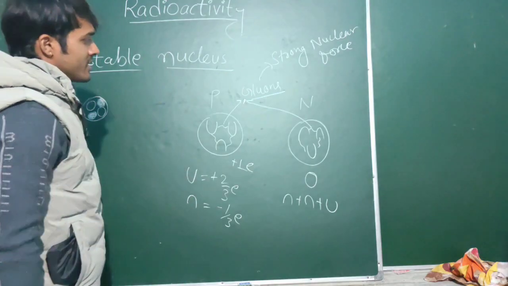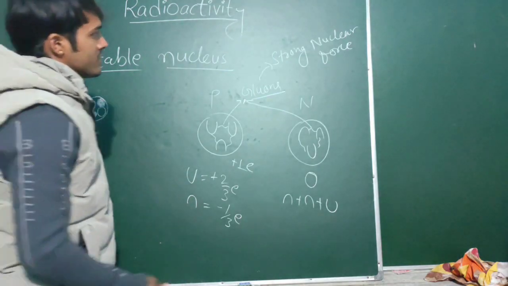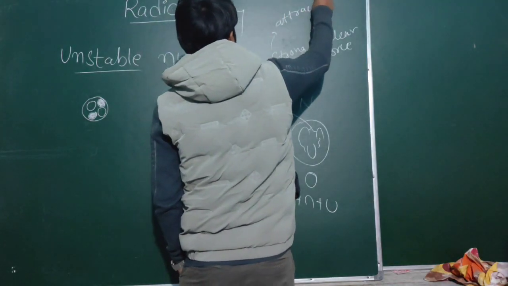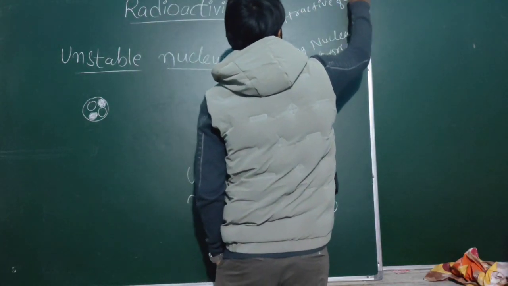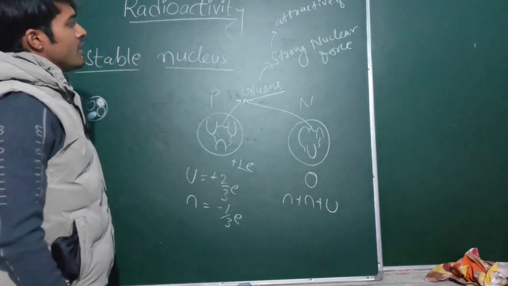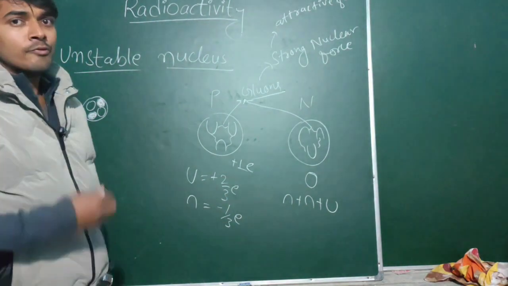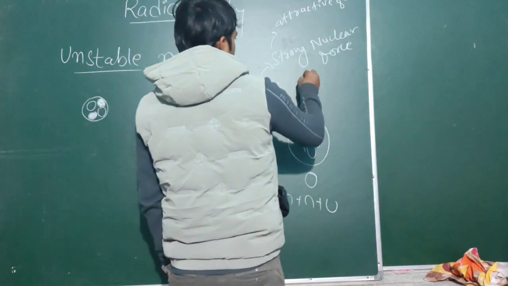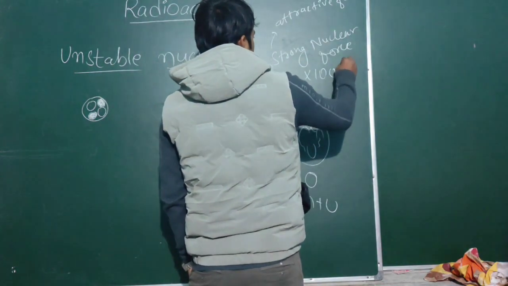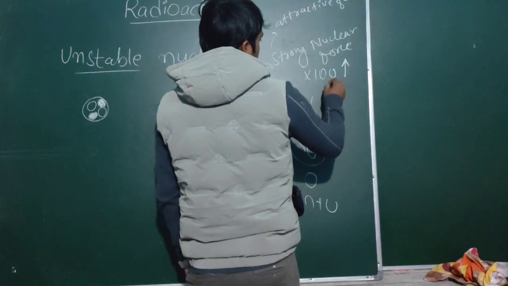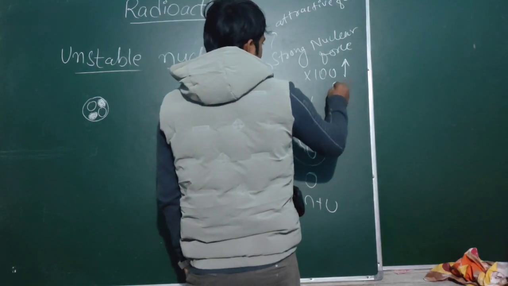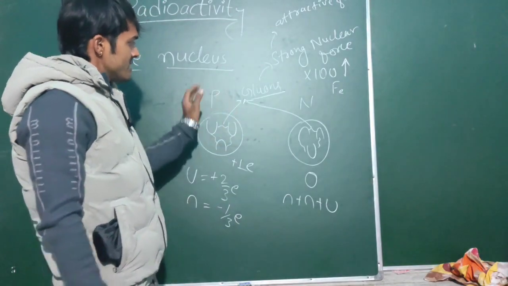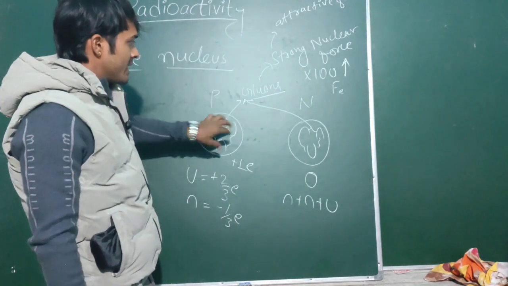And what is the strong nuclear force? It is a short range attractive force which is 100 times stronger than the forces between the charges, that is, the electrostatic force. So the strong nuclear force, which is 100 times stronger than the electrostatic force, is due to the gluons, that is, the binding of the quark particles.